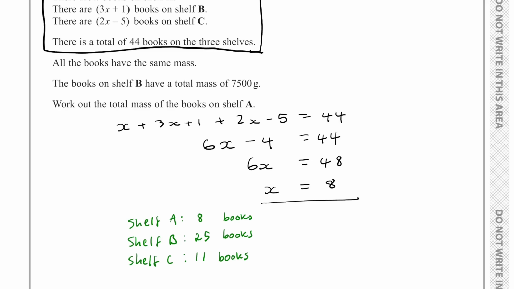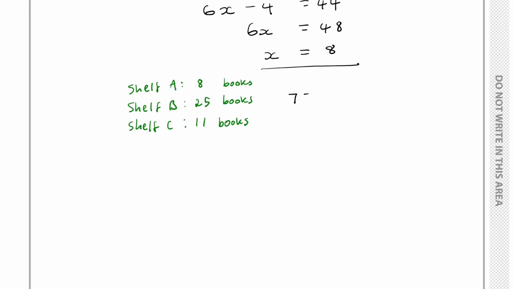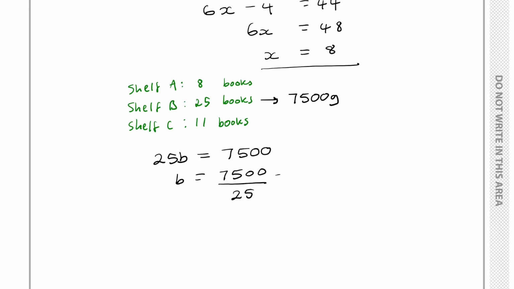So let's deal with the masses now. So all the books have the same mass. The books on shelf B have a mass of 7,500 grams. So 25 books have a mass of 7,500. So the mass of one book is 7,500 divided by 25. Let's double the top and the bottom. So 15,000 over 50. Double them again, 30,000 over 100. So 300 grams for each book.